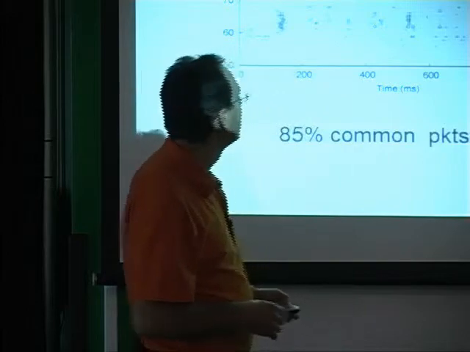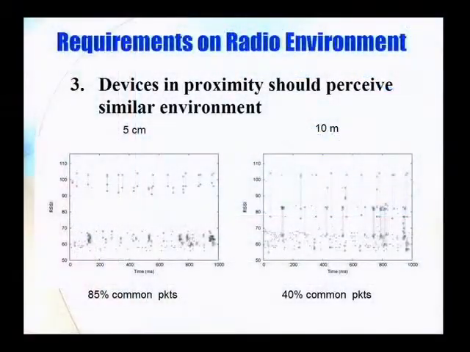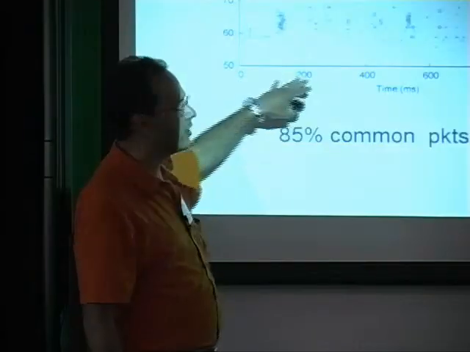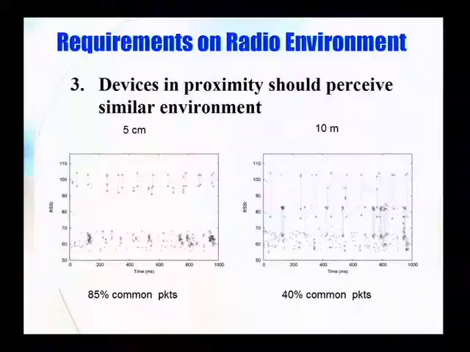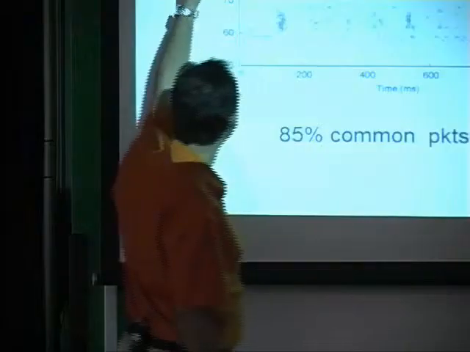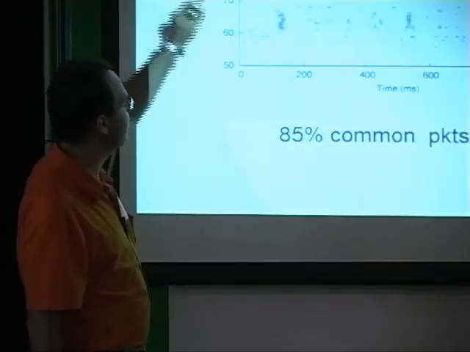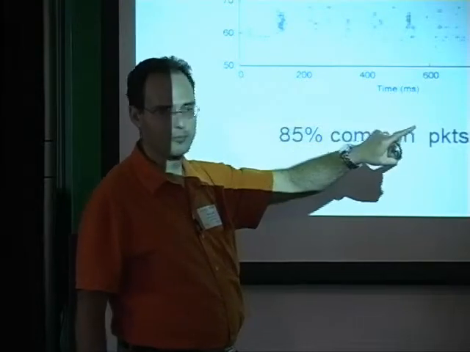All right. The final requirement is that the environment that the 2 devices that we're trying to pair see should be similar, and the environment that an attacker that is farther away observes should be different. So what we're seeing here is the result of a very simple experiment carried out with 3 laptops. We have 2 laptops that are 2 centimeters away, and then another laptop that's about 10 meters away. Now, what you're seeing here, on the x-axis is time, on the y-axis is receiver signal strength, and every dot here is a packet.